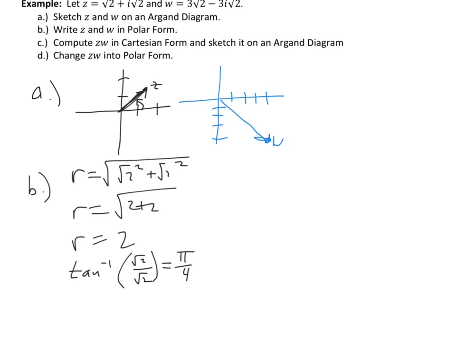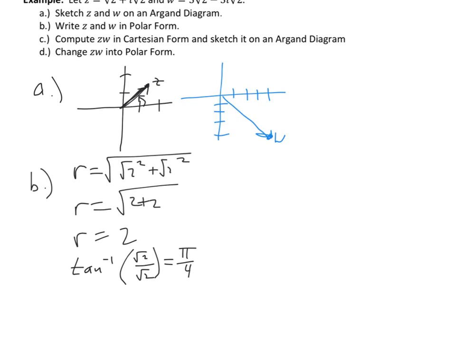Last thing I needed to do here was actually write it in polar form. So I want to write that the complex number z can be expressed as 2 cis pi over 4.